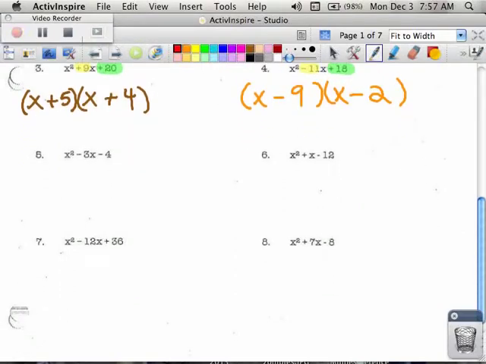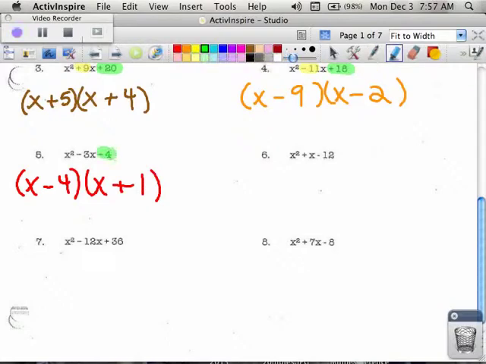Number 5. No common factors again, nothing that goes into all three things. So I have x times x to get x squared. Two numbers that would multiply to give me negative 4 and add to give me negative 3 are negative 4 and positive 1. So as I look at these, the negative 4 is produced by negative 4 times positive 1, and the negative 3 is produced by negative 4 plus 1.